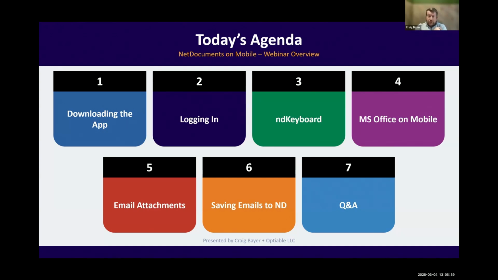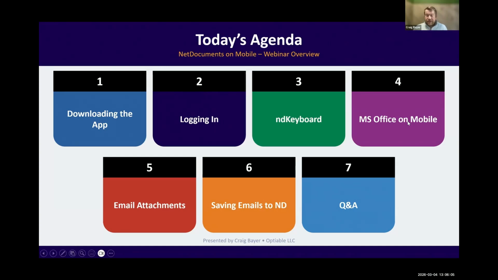Now, once you install that app, there is something called ND Keyboard, which works on Android and iOS. It's basically a keyboard that you can select which will allow you to put links into text messages, into Teams messages, into emails. But ND Keyboard comes when you download the app.